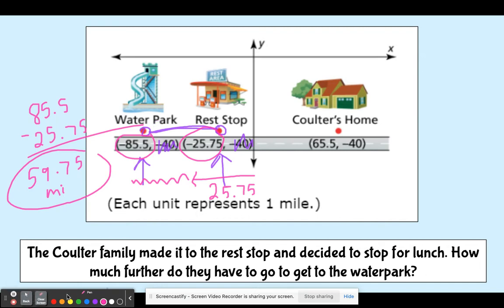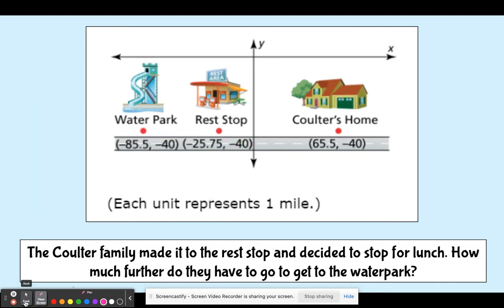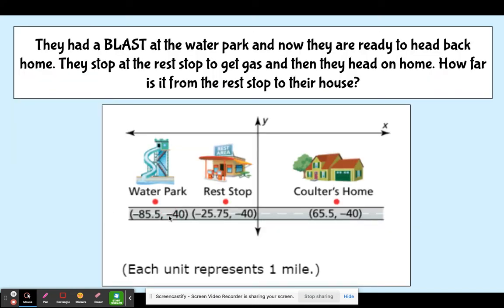If you're like, Miss Pitcock, what are you doing? Let me clear the screen, and we're going to take it to the very next level, because remember, there's 3 levels. Here's one more question. It says they had a blast at the water park, and now they're ready to head home. They stop at the rest stop to get gas, and then they head on home. Okay, so I'm at the rest stop, and I want to go home.